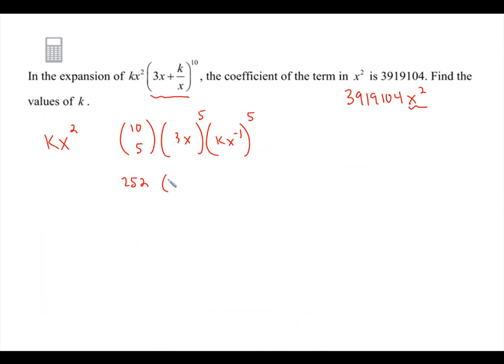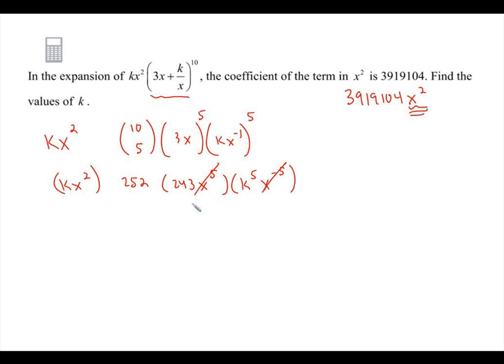3 to the 5th power, I believe that gives us 243. x to the 5th. And then, don't forget to raise k to the 5th power as well, right? That's a common mistake. And we have x to the negative 5th, right? So we have all this multiplying with the kx squared. So you see what happens here. These x's are going to cancel each other out. So we're left with only the x squared, which is what we want, because we only want x squared, right? That's why it was important for all these x's to cancel each other out here.